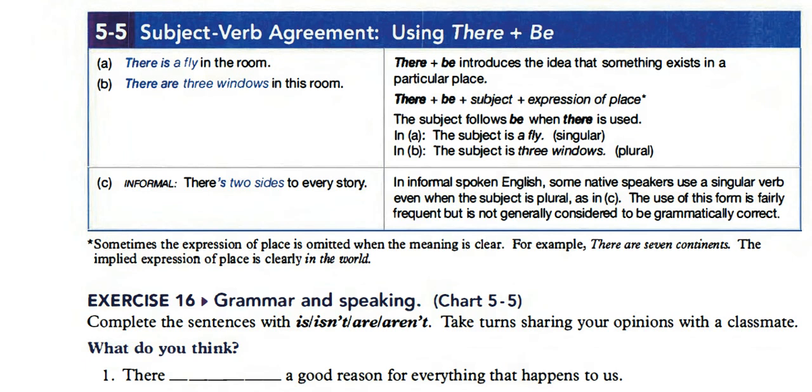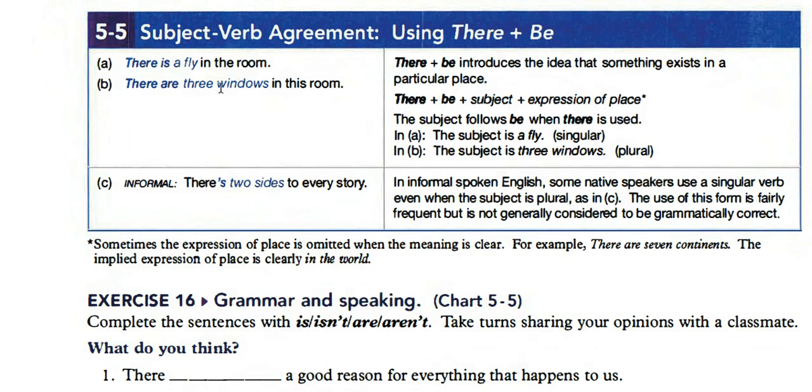Okay, here we have in the book Understanding and Using English Grammar, 5th edition, the year of copy 2017. So let's start with A. There is a fly in the room. The rule here shows there be introduces the idea that something exists in a particular place. The particular place that we are looking for is the room. Here we define a particular place for it, and we just keep it singular for the verb.